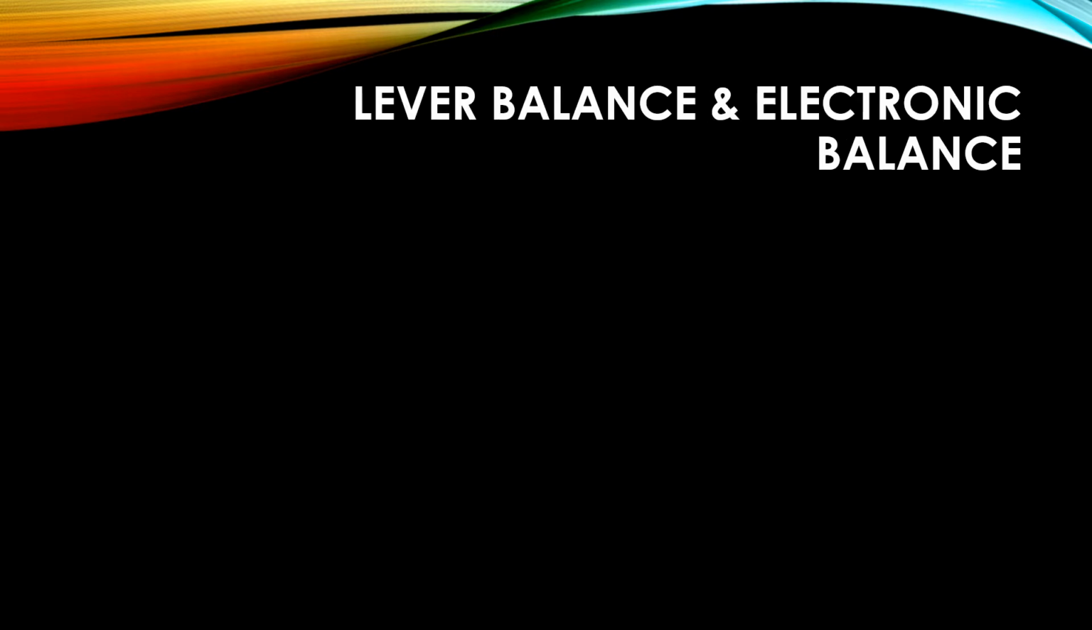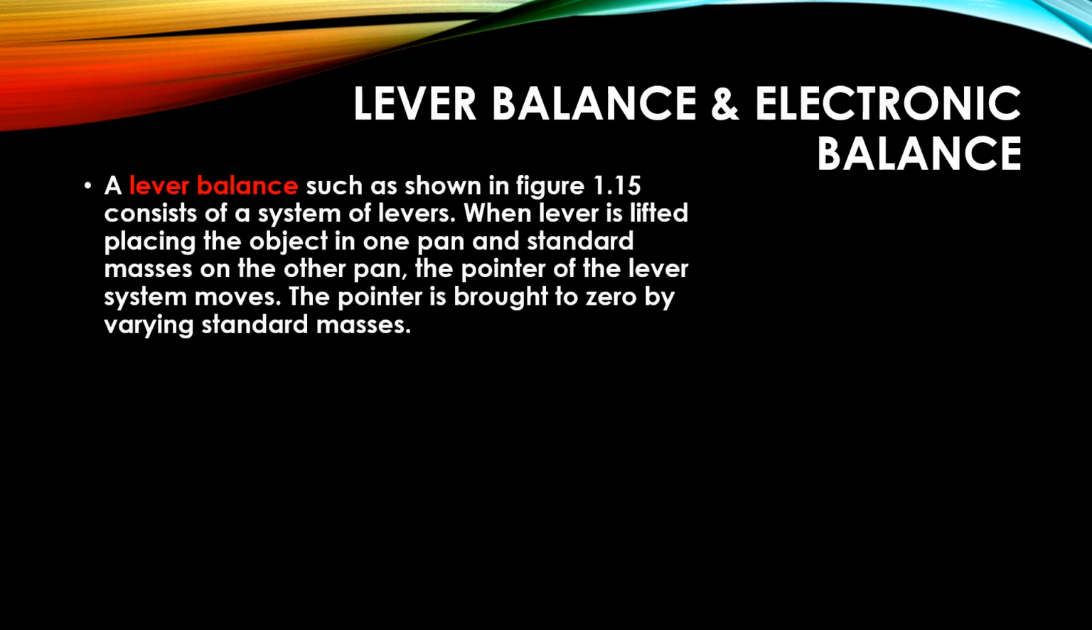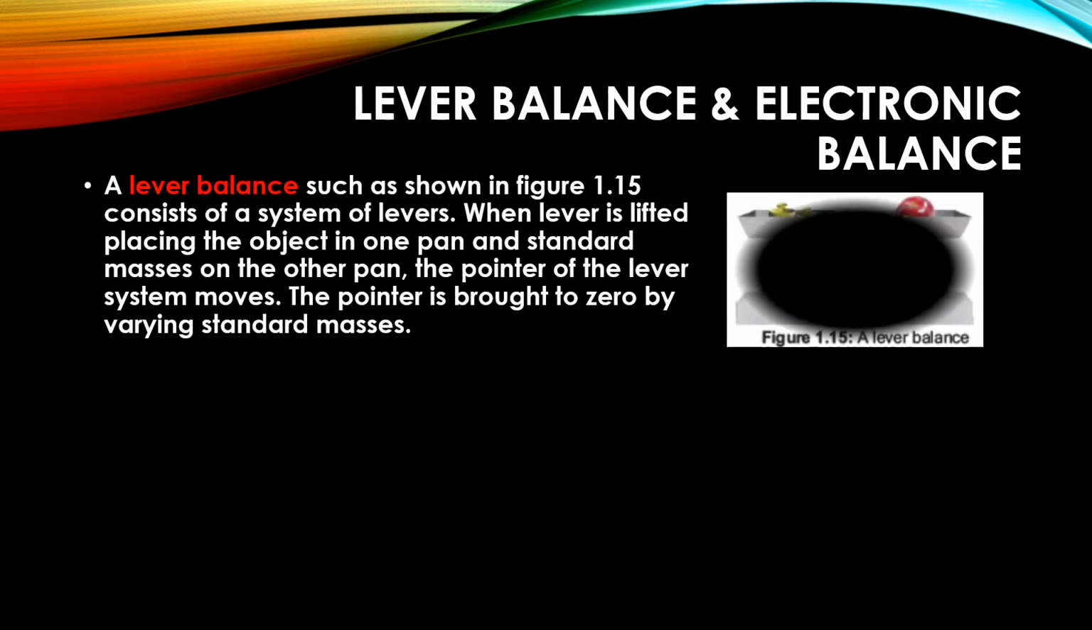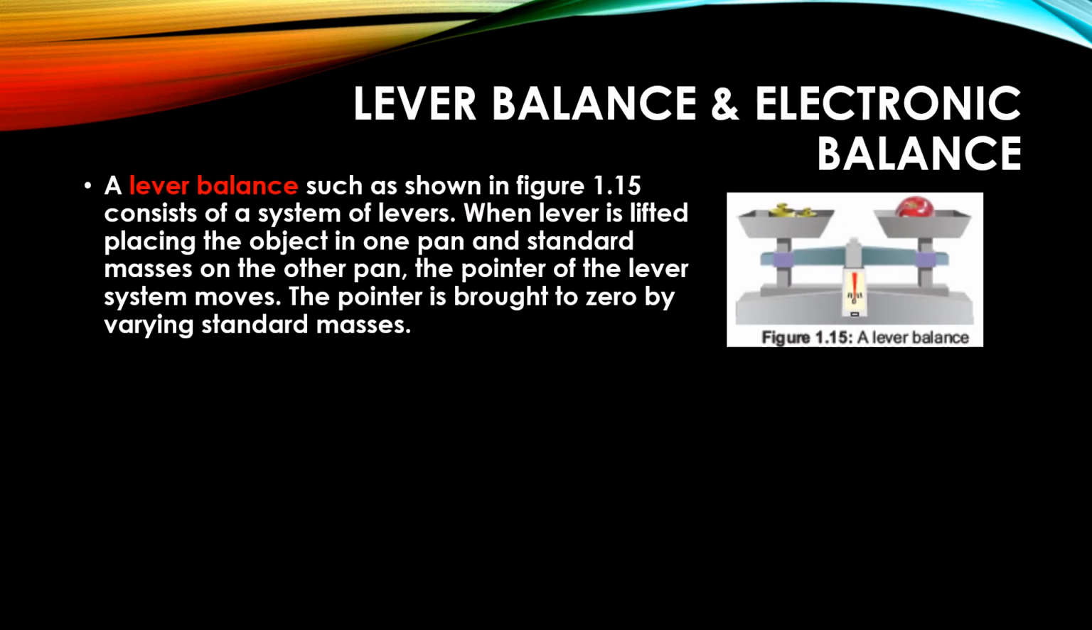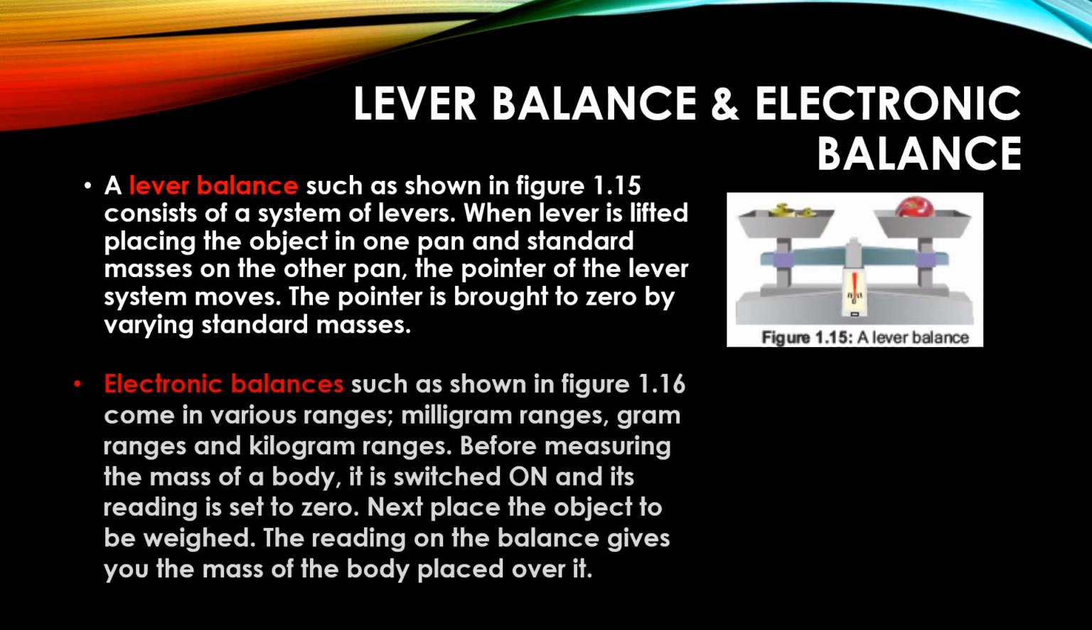Lever balance and electronic balance. A lever balance such as shown in this figure 1.15 consists of a system of levers. When the lever is lifted, placing the object in one pan and standard masses on the other pan, the pointer of the lever system moves. The pointer is brought to 0 by varying standard masses.